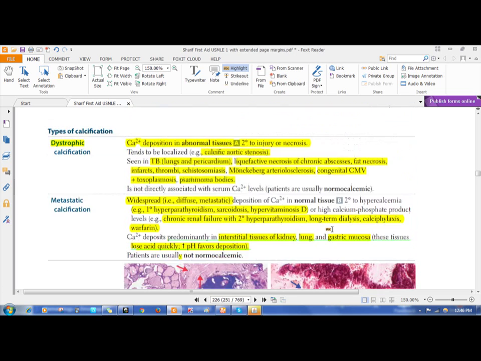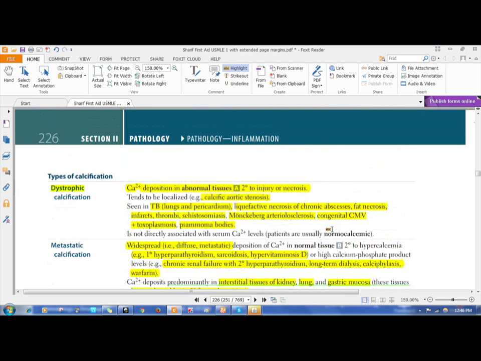Okay, so that's all about calcification. I think you will be very comfortable about any concept regarding calcification from now on.